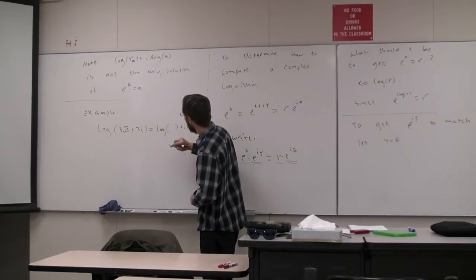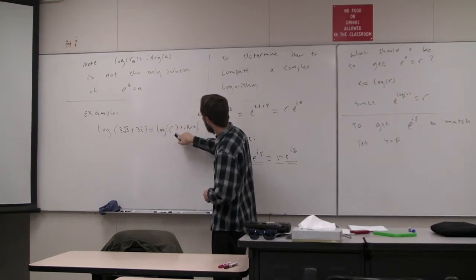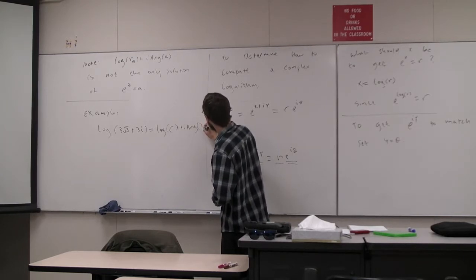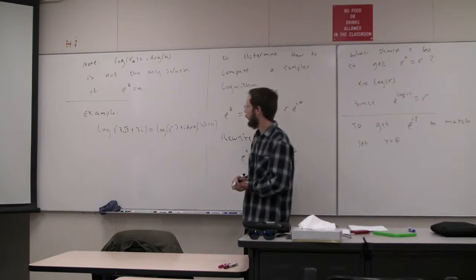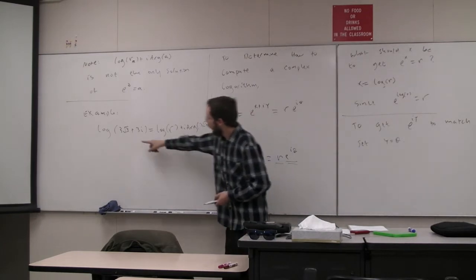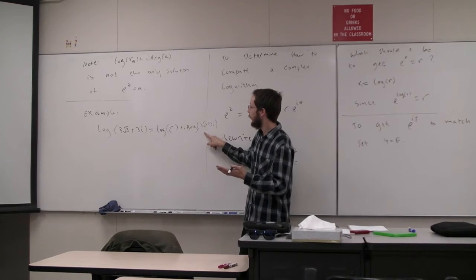I'm going to write it like this: log of the radius plus i times the argument of this complex number. And so to compute this log, we just compute these two things separately.